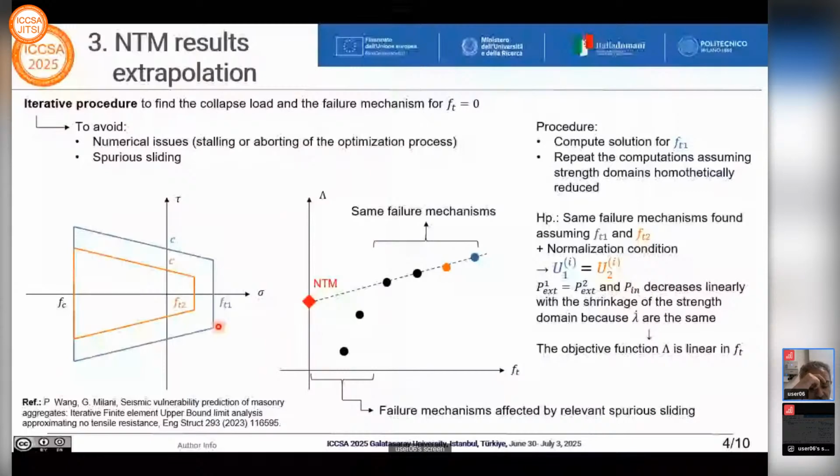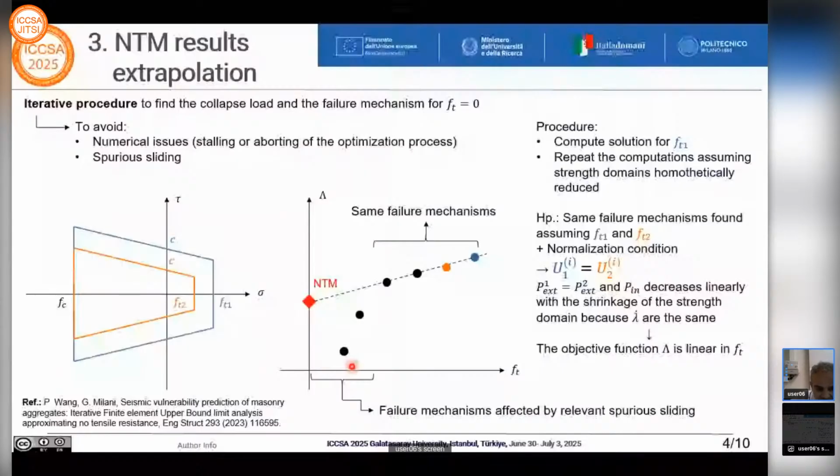The problem is that when this Ft, the tensile strength, goes to zero, so the strength domain shrinks to zero, then the solution is affected by premature halting. So in some cases the solution is not found, or in other cases you have a spurious sliding in the solution. That is something undesired, and also something in disagreement with what is required by the Italian code and what is stated, for instance, by Heyman.